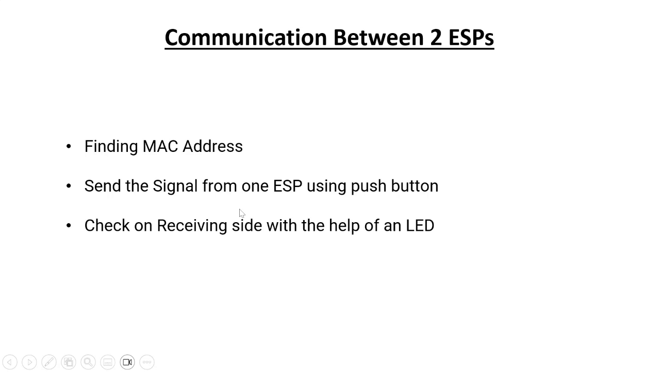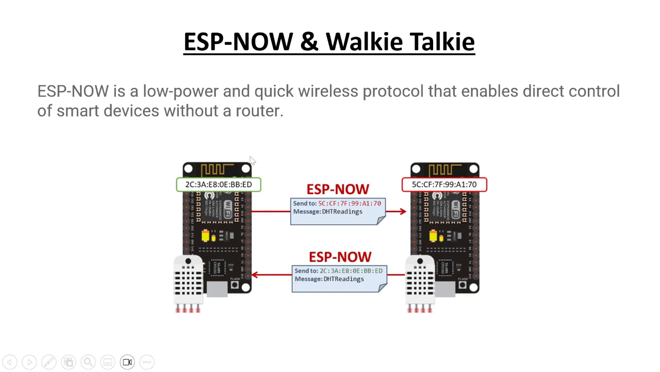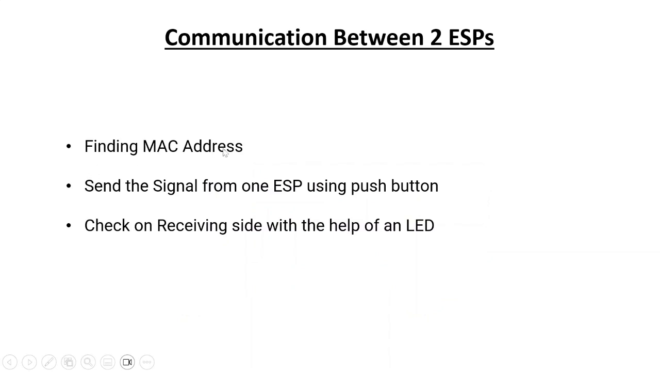For example, first of all, just to check that the protocol is working, that two ESPs are connected or not, we have to find the MAC address. As I have said, we have to send a message to a specific MAC address, so first of all we find the MAC address of that ESP. Then we have to send some signal from one ESP to another ESP.